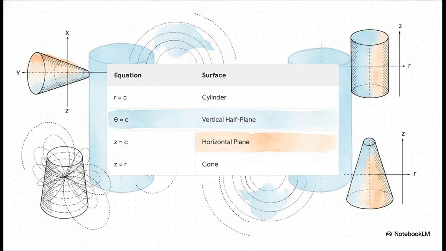And here is the payoff. This is why we do it. Look how clean and simple these equations become. That messy x squared plus y squared equals c squared for a cylinder, it just becomes r equals c. Done. A cone, which is a pretty weird equation in Cartesian, simplifies all the way down to z equals r. It is just incredibly efficient.